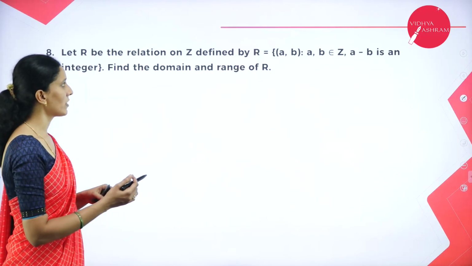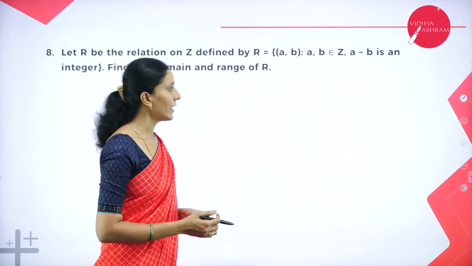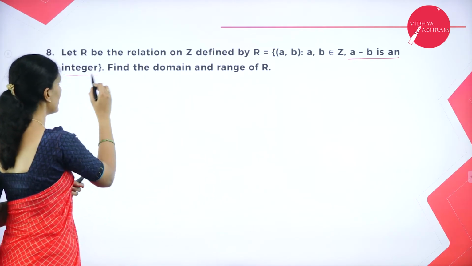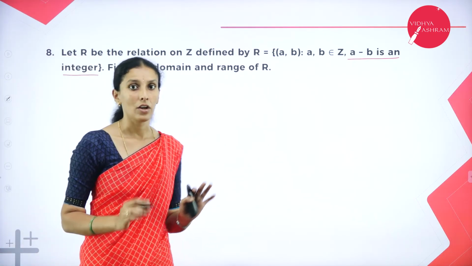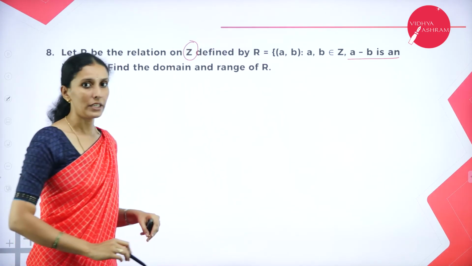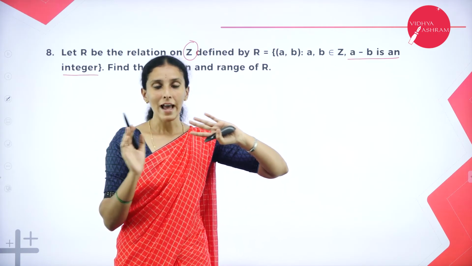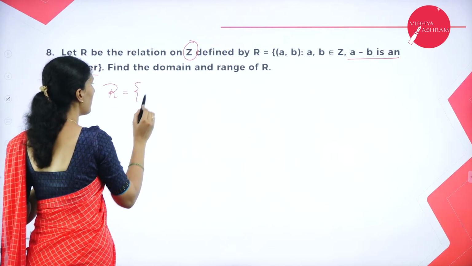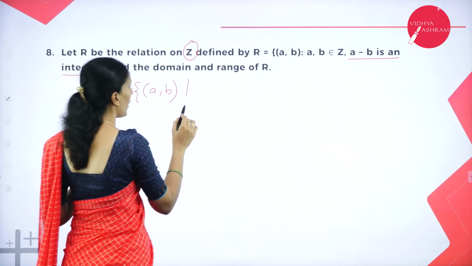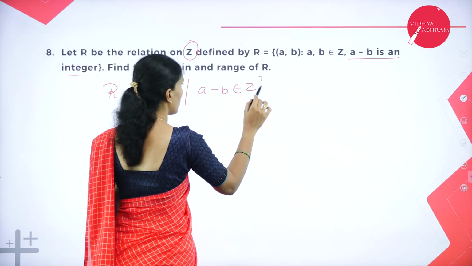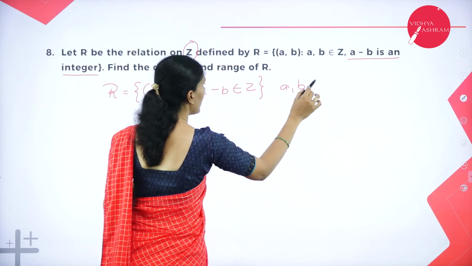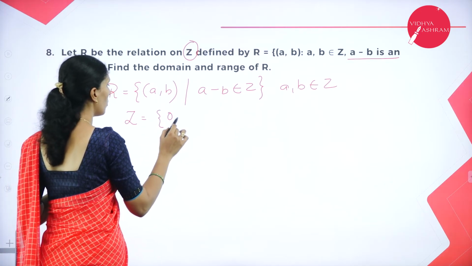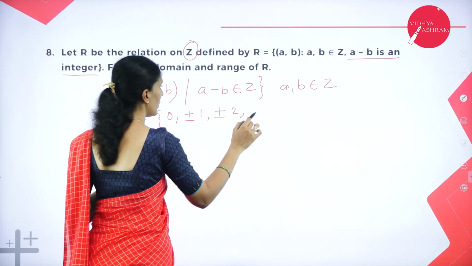Next, let R be the relation on Z defined by R = {(a, b): a, b belongs to Z, a minus b is an integer}. Find the domain and range of R. What is the given set? The set of integers. They have not given the values for a and b. You can take any values. So the condition is here. You can pair all the elements (a, b) where a minus b belongs to integers. And also they have given a, b must be taken from the set of integers. We know the set of integers contains 0, plus or minus 1, plus or minus 2, etc.